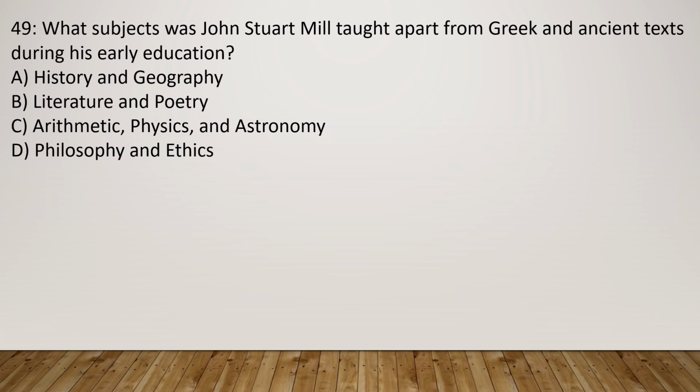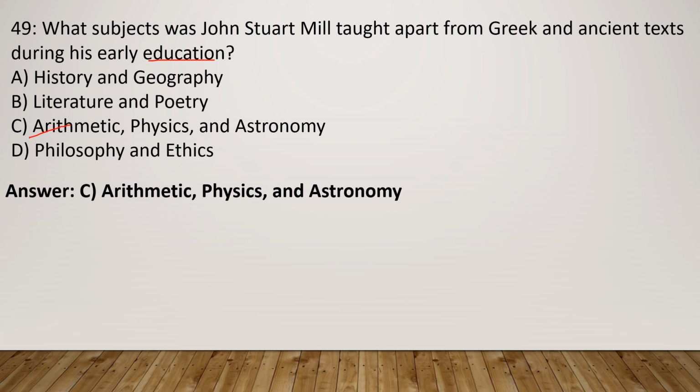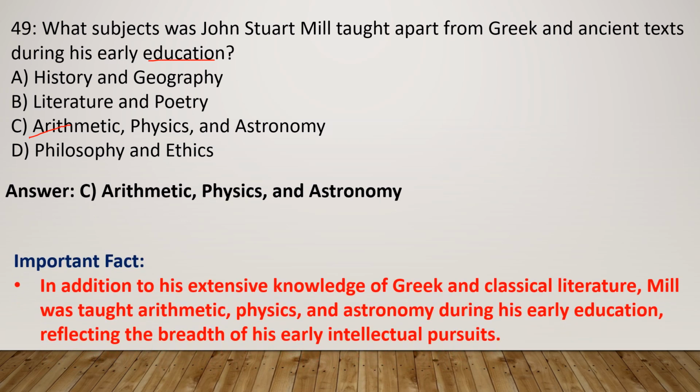What subjects was John Stuart Mill taught apart from Greek and ancient texts during his early education? Arithmetic, physics, and astronomy. Option C is the correct option. In addition to his extensive knowledge of Greek and classical literature, Mill was taught arithmetic, physics, and astronomy during his early education, reflecting the breadth of his early intellectual pursuits.